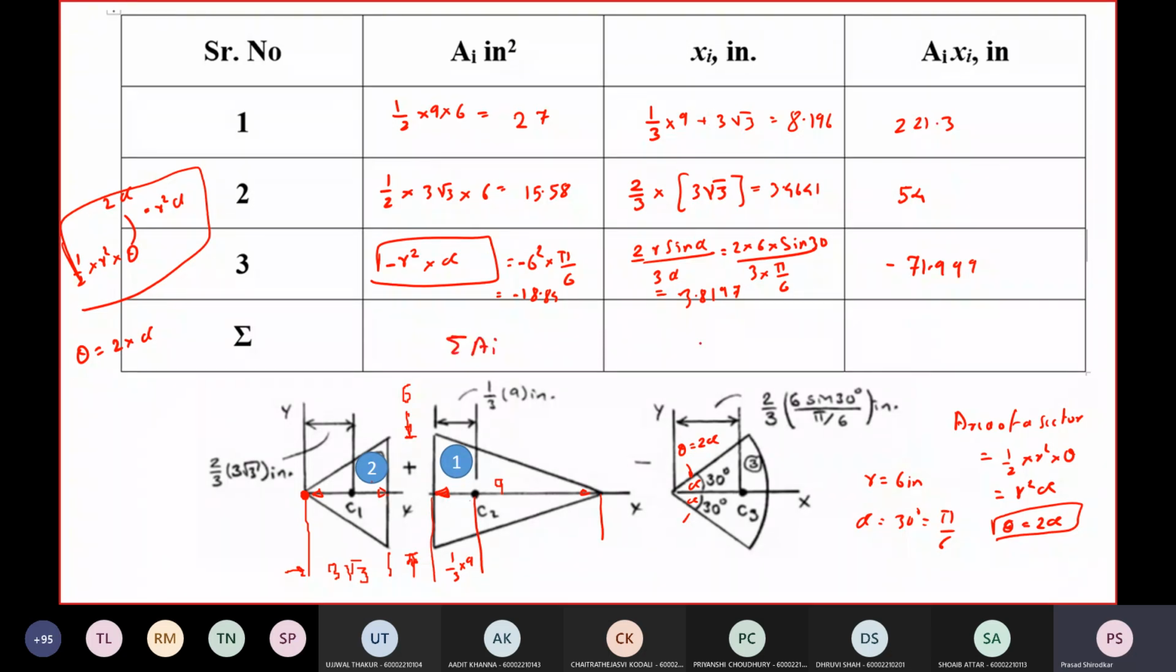So calculate summation Ai and summation AiXi and calculate the centroid. It's only one equation. That is the last. Whereas whenever a particle moves with uniform acceleration, it has three equations, whereas uniform motion has only one.